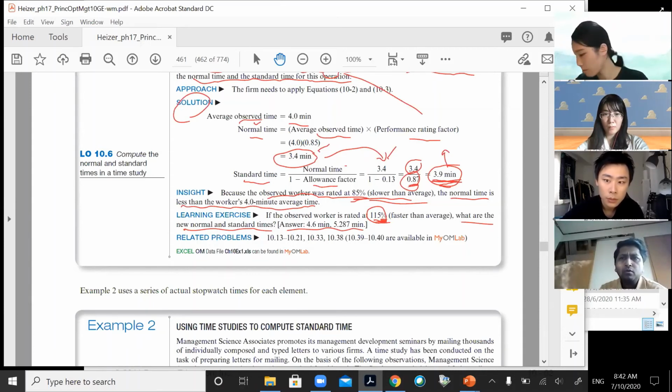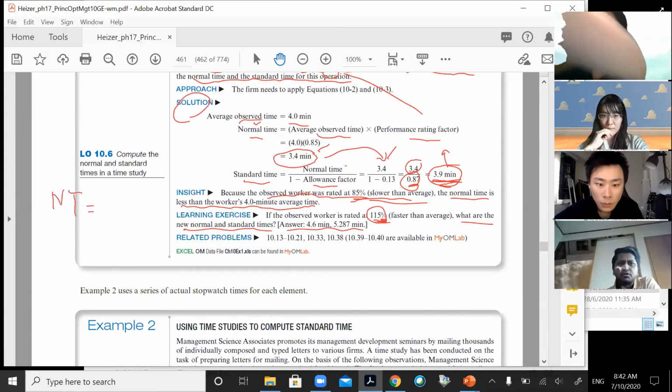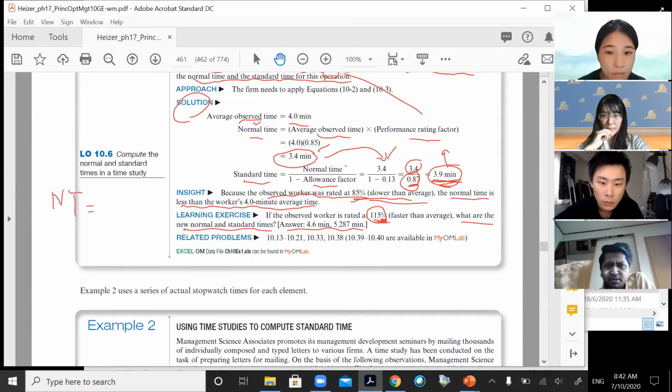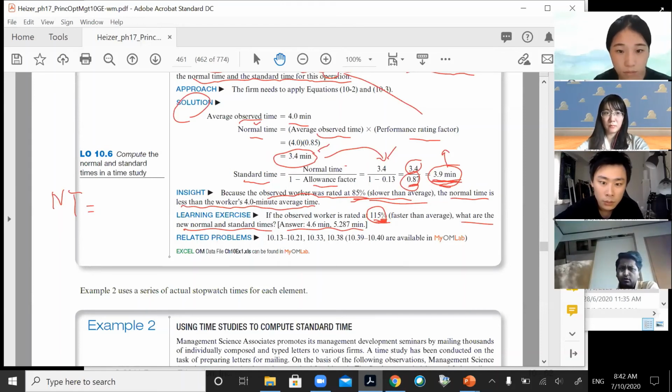Okay, so what is the normal time for this? Just use the short form. NT is equal to? Average observed time is 80%. If the observed worker is rated at 115%, initially it was 85%. So what is it if it is rated as 115%? I can calculate it, no problem. No, I'm just asking you how to do it. Tell me.